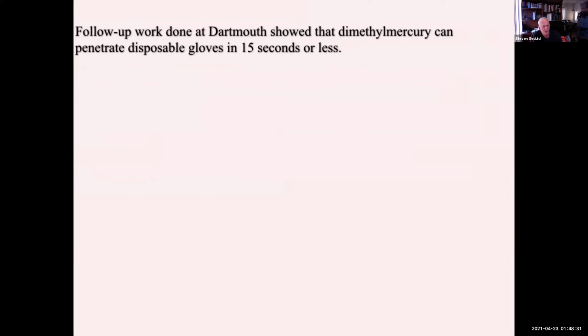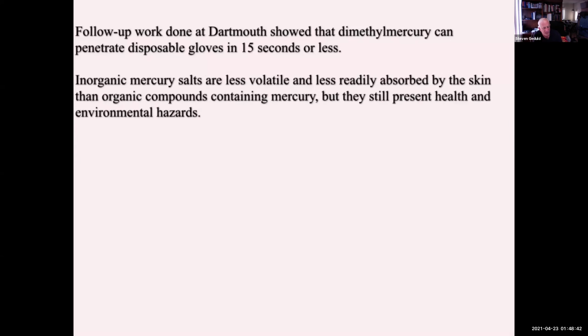All right, so Fowler Barley showed that dimethylmercury can penetrate disposable gloves in 15 seconds or less. Inorganic mercury salts are less volatile and less readily absorbed by the skin. They're bound to other materials, like in your silver fillings. They're bound in other compounds containing mercury, but they still present health and environmental hazards. Now, environmental hazards we do have: when you bury a body with silver fillings, that mercury gets broken down, and it can cause environmental problems.